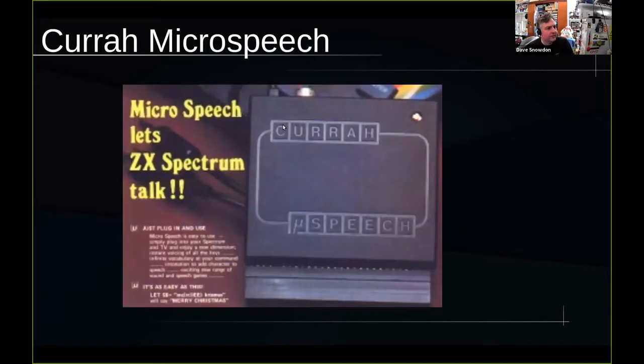So then, let's start with the hardware. Back in the 1980s, if you had a C64 or a Spectrum, you might have seen this beastie here. It's a Currah MicroSpeech, and it allowed you to make your computer speak. It was supported by a few games, and it had a fairly rudimentary speech engine.